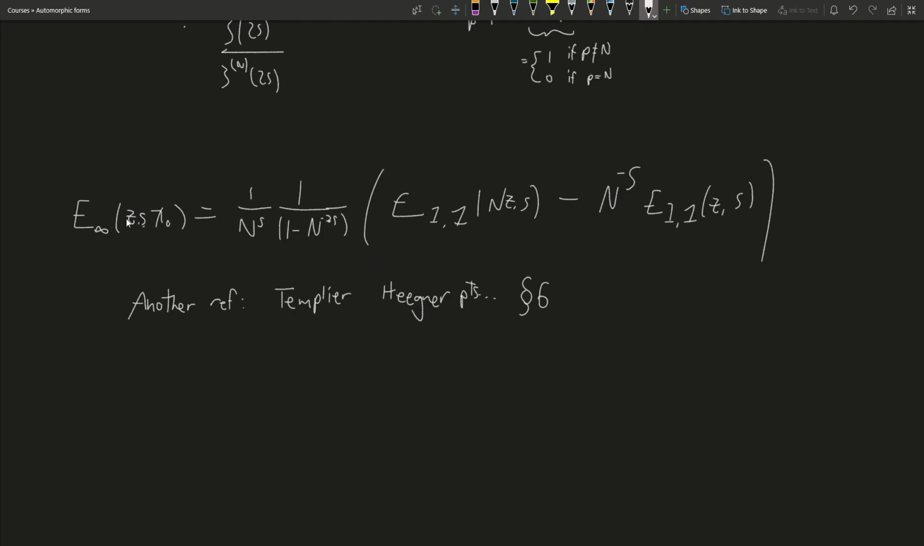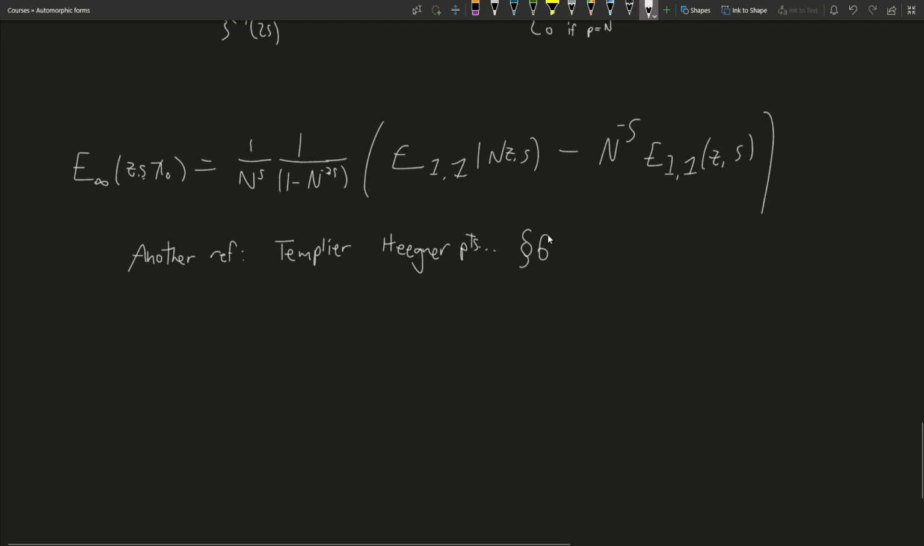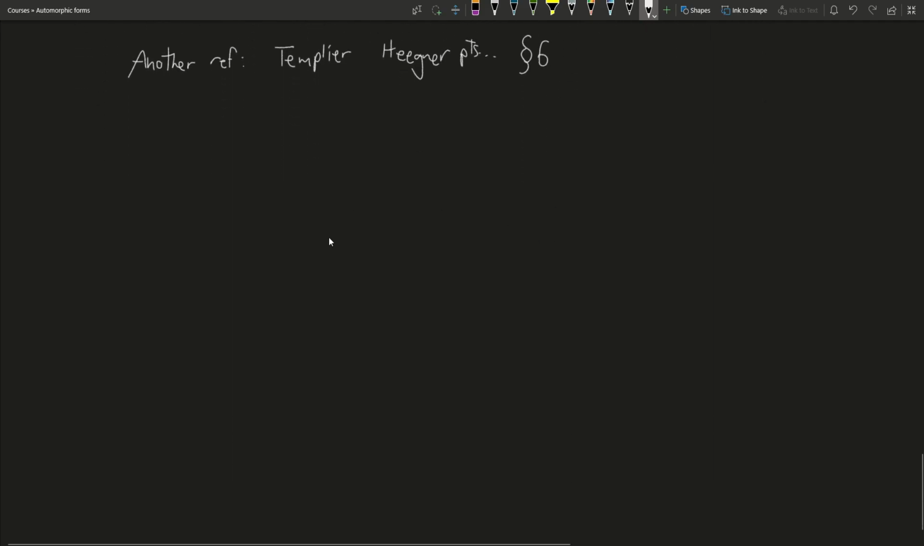Okay, so we have this Eisenstein series. So of course now we need to know the Fourier expansion of this E_1,1. So let's do that.